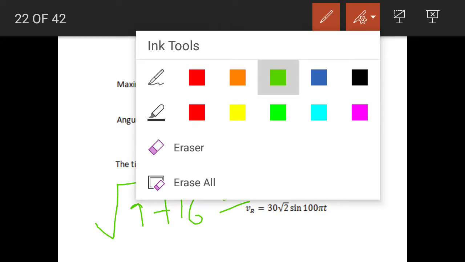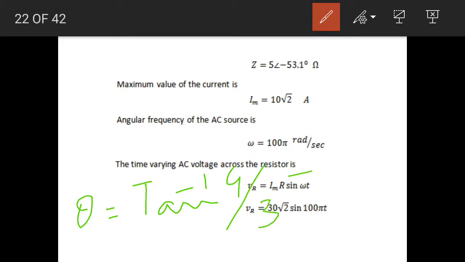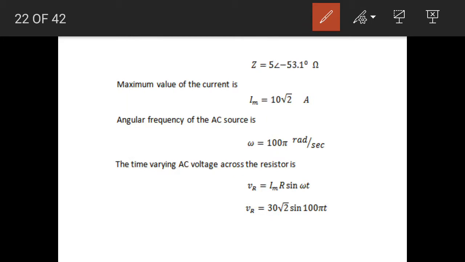We calculate the angle with the help of theta. Theta will be equal to tangent inverse Xc by R, and we get 53.1 degree. So the angle is 53.1. Anyhow, the maximum value of the current in this series combination is 10 under root 2 ampere. The angular frequency of the AC voltage source is 100 pi radian per second.